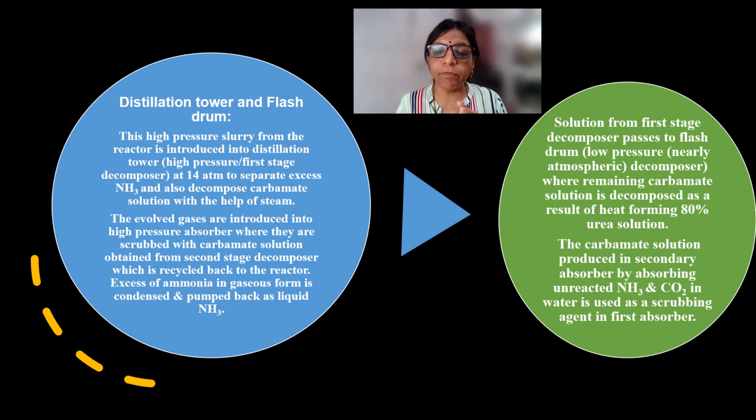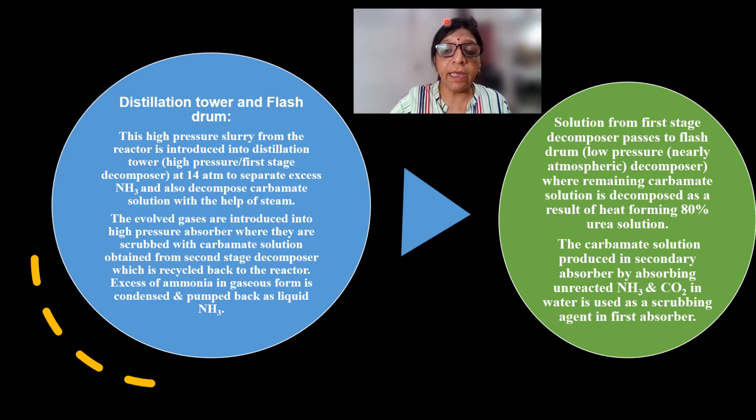This decomposition takes place in two stages. First is the high pressure or first decomposer, and the second one is the low pressure or secondary decomposer. What happens in the first decomposer? The high pressure slurry that we get from the reactor is first passed through a valve to reduce the pressure to about 14 atmosphere. Then it is introduced into the distillation tower, which we call the high pressure or first stage decomposer. Here separation of ammonia takes place, and along with it decomposition of carbamate takes place with the help of steam.